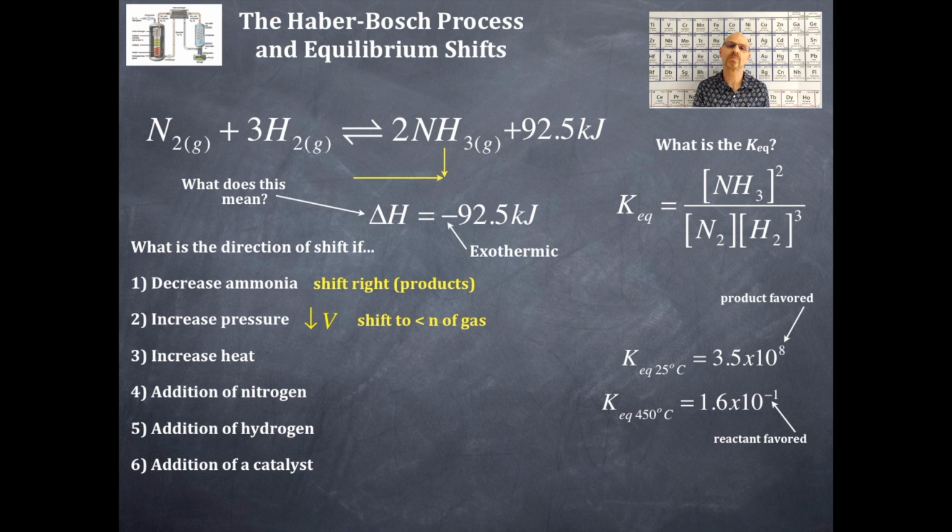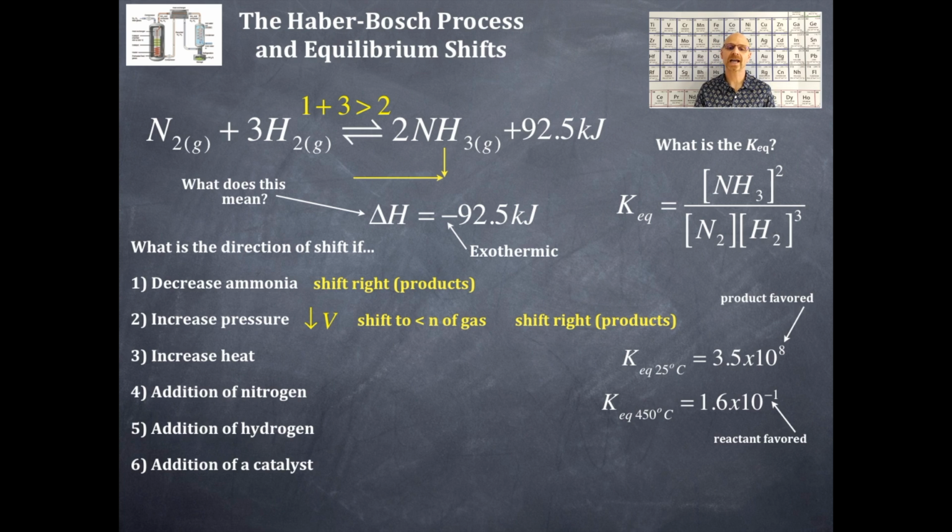So I'm going to count the number of moles of gas on the reactant side and the moles of gas on the product side, and I've written that right above the arrow here. So 1 mole of nitrogen and 3 moles of hydrogen is a total of 4 moles on the reactant side, and a total of 2 moles for the ammonia on the product side. Which side has the fewest number of moles? The product side. So when I increase the pressure, I decrease the volume, and I shift to the right, towards the products.